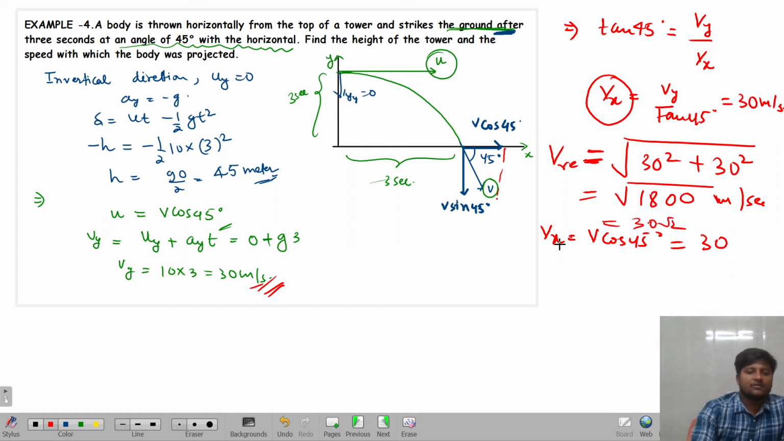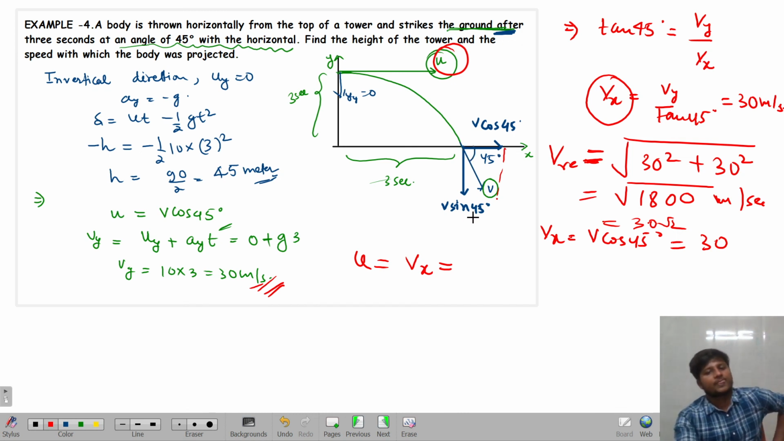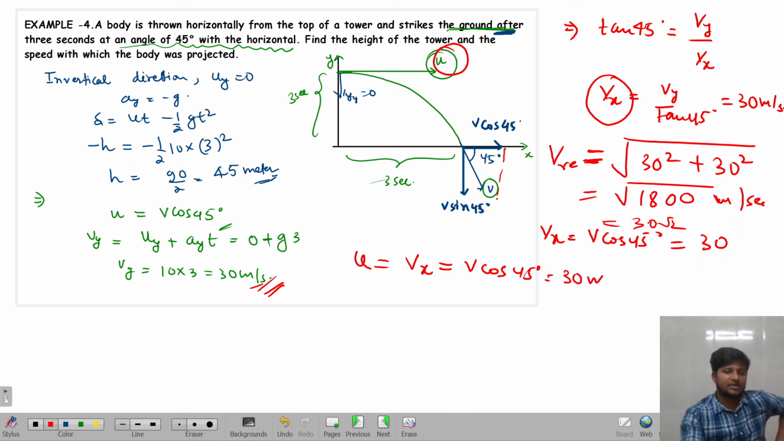Next thing is that if you are aware of Vx, this should actually be my initial velocity, right? As I said, the initial velocity is nothing but the x component of the velocity which is made by the projectile after hitting the ground, and that is equal to V cos 45 degree, which is equal to 30 meter per second. So therefore, with what initial velocity is the particle projected? It is projected with 30 meter per second. What is the height of the tower? It is equal to 45 meter. Got it or not? Yes or no?